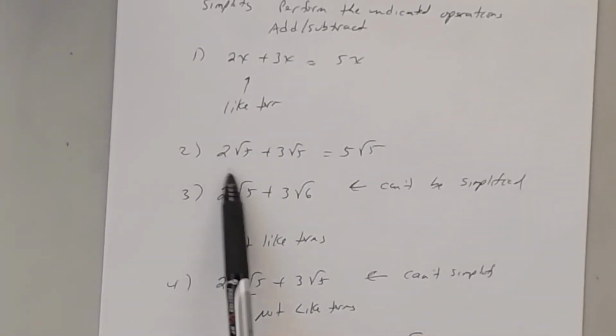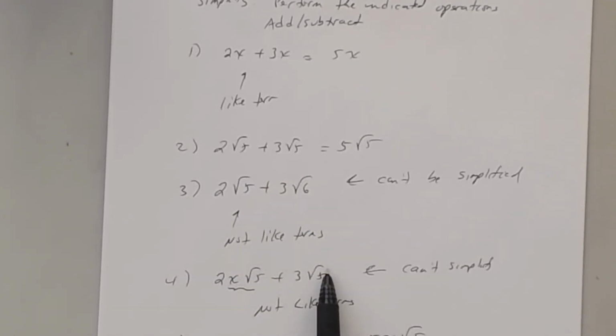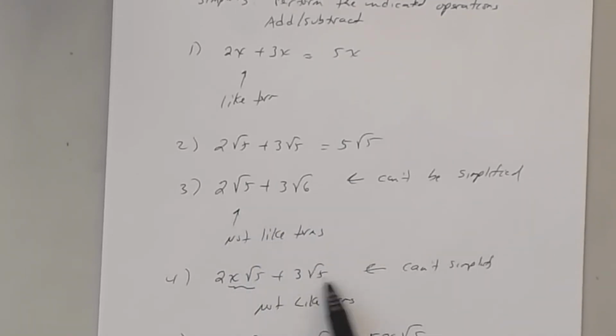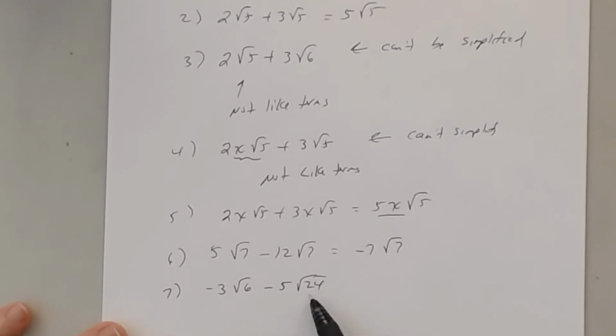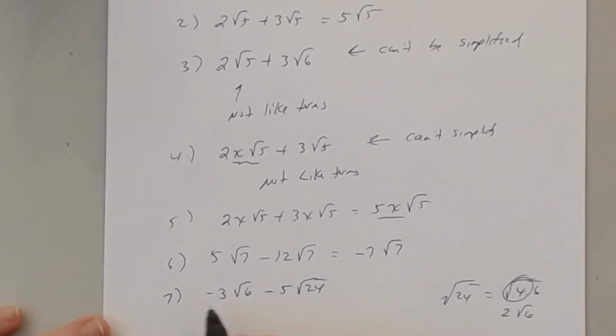See, all the others were easy because those were already simplified. I mean, not simplified, but they couldn't be simplified further, right? Square root of 5, square root of 6, square root of 5, and so on. But here I can simplify the square root of 24. So I'm going to go off to the side. What perfect square goes into 24 besides 1? 4. So that's 4 times 6, and the square root of 4 is 2. So now this becomes negative 3 square root of 6 minus 5 times what? 2 square root of 6.